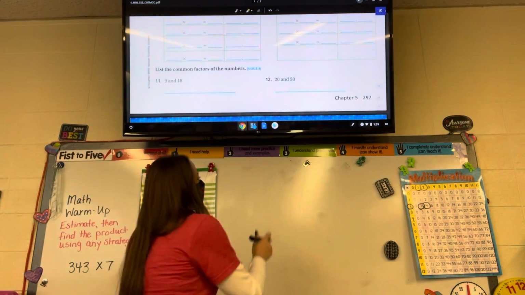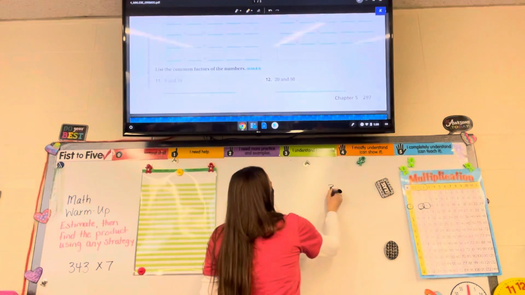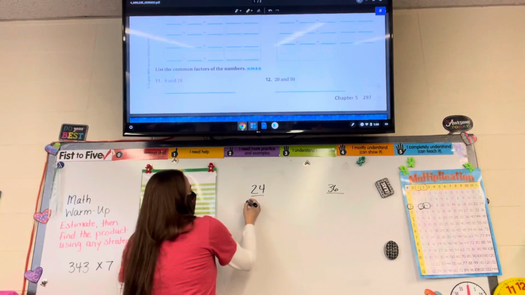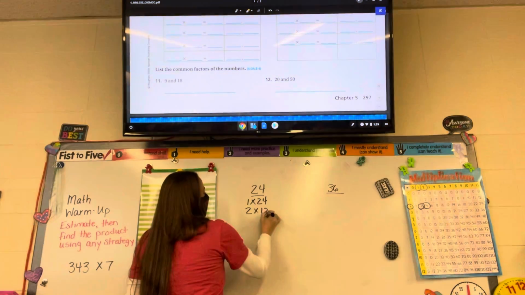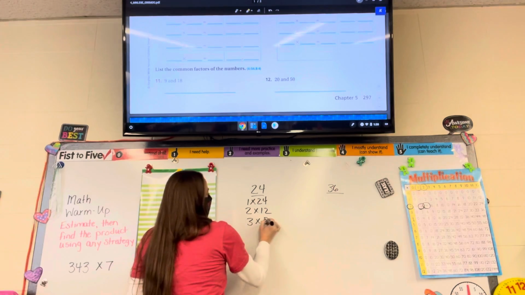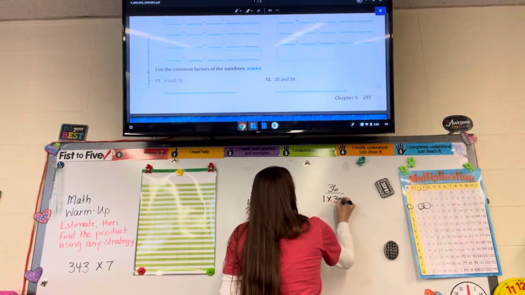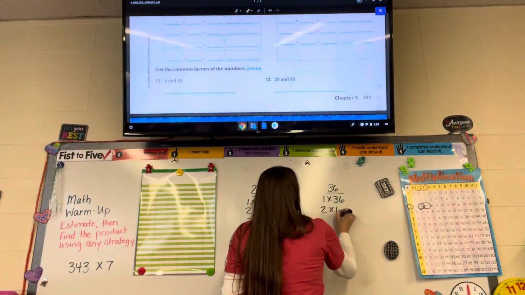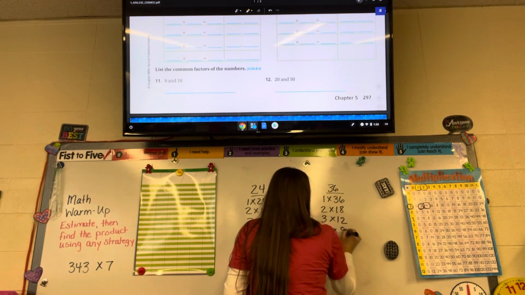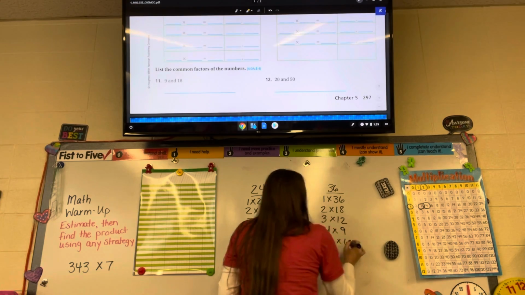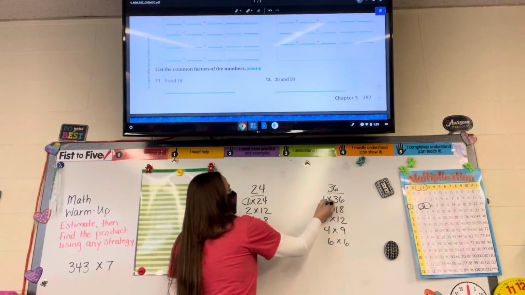If you're finding the common factors for 24 and 36. Factors of 24: 1 times 24, 2 times 12, 3 times 8, 4 times 6. Factors of 36: 1 times 36, 2 times 18, 3 times 12, 4 times 9, and 6 times 6. Common factors, we start with 1. 1's always a common factor.